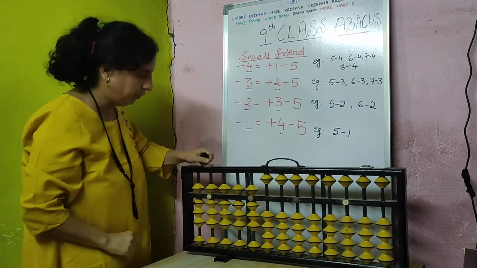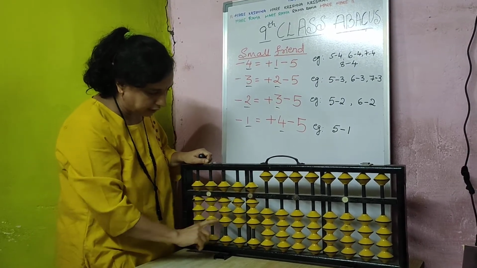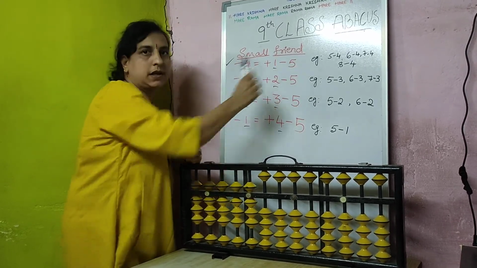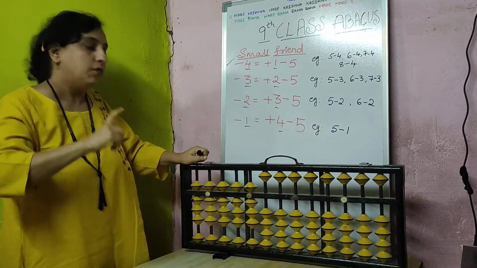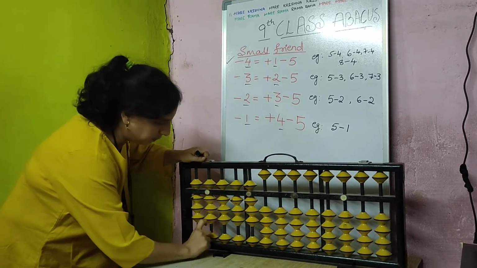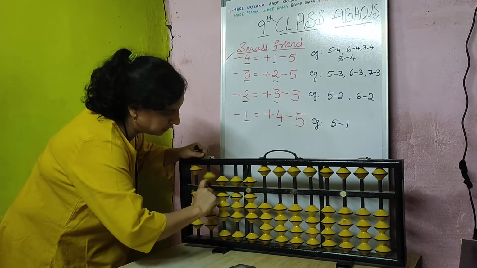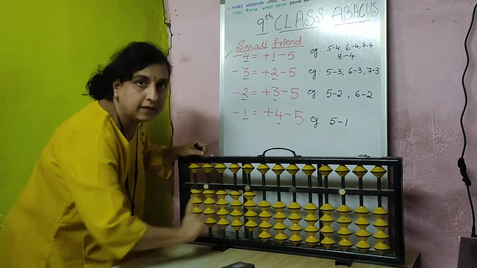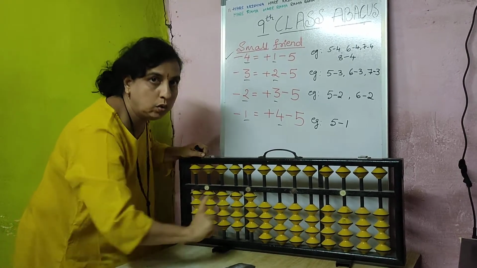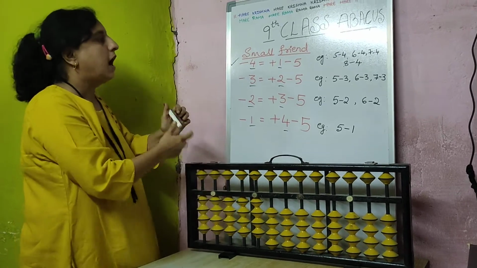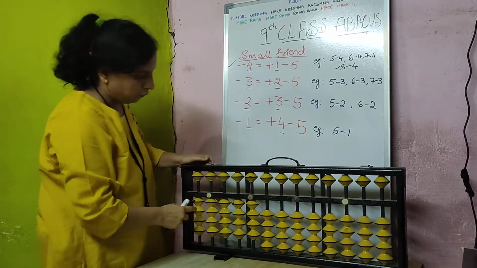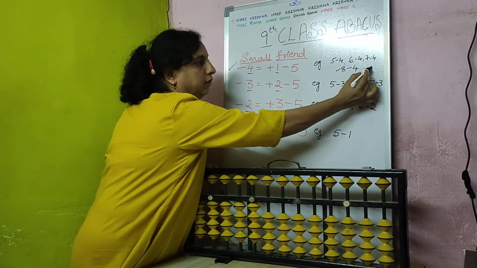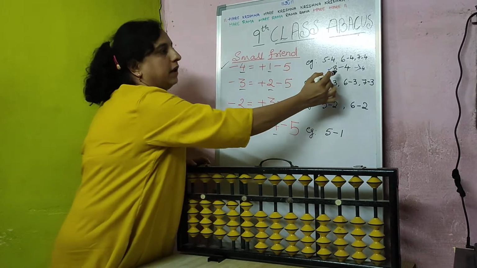8 -4. No, I cannot do -4 directly, means I have to use this formula. +1 -5 means from bottom to up. That is +1 -5, +1 -5, +1 -5, like this. Down to up, down to up. Remember this. +1 -5. After doing +1 -5, what is my answer? 4. So 8 -4 is 4. Okay, this answer I have written here.